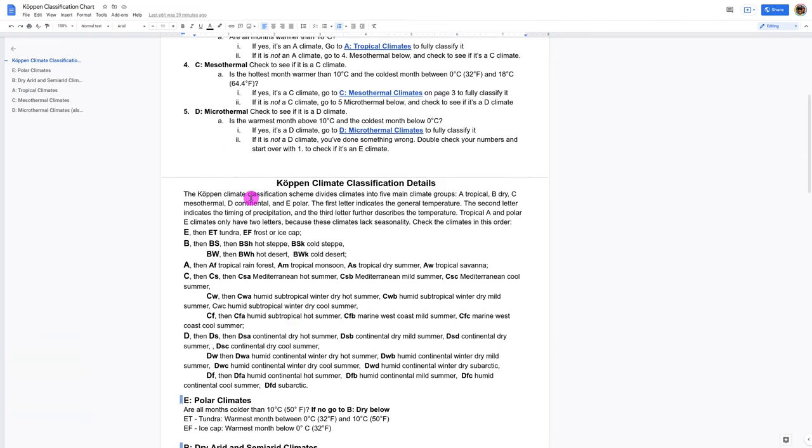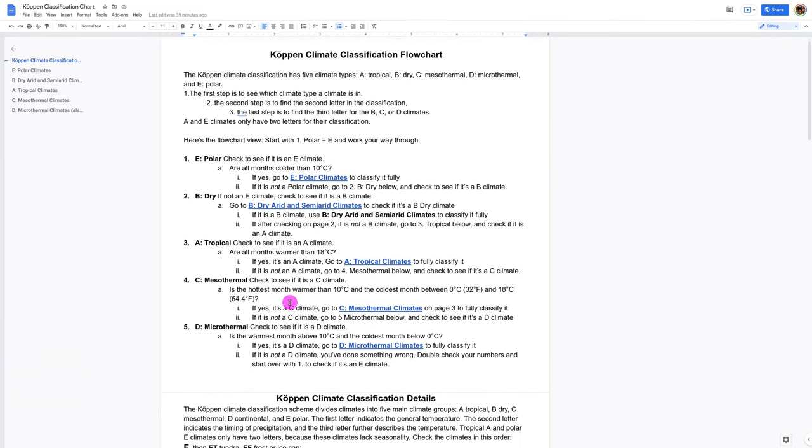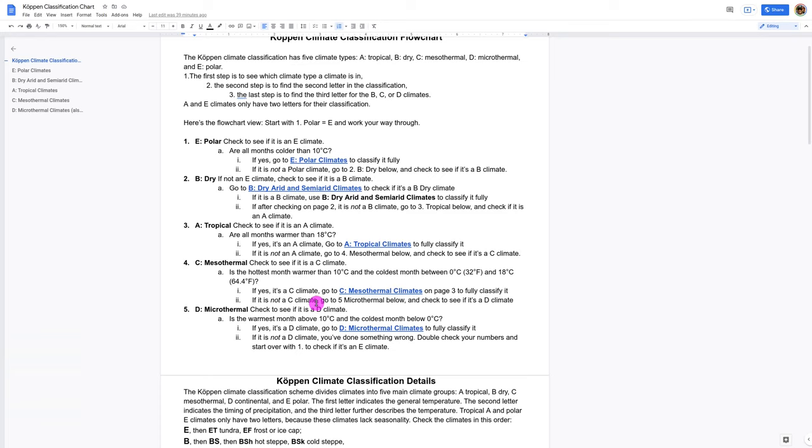All right. If it is not a C, then you check to see, is it a D climate? There's no math. Is the warmest month over 10 and the coldest month below zero? If so, it's a microthermal climate. If it's not, you've done something wrong. Double check your numbers and start over with E and run through the flowchart again.